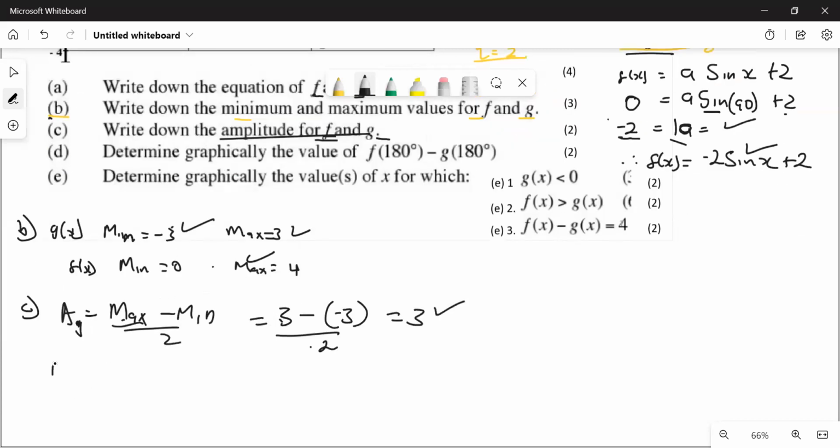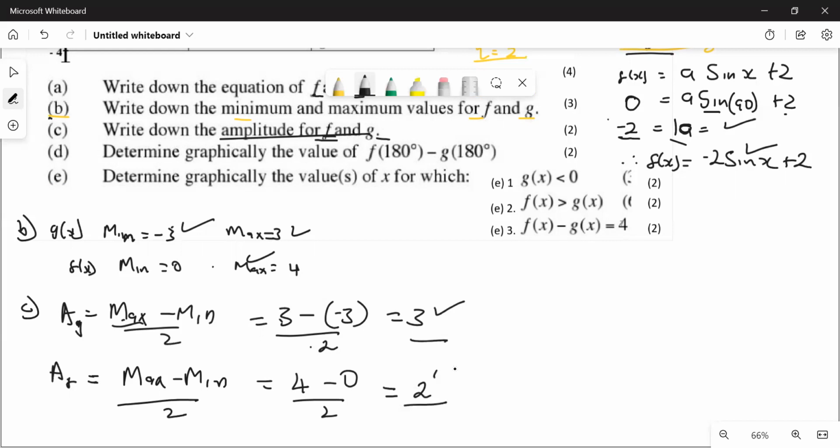Okay, let's go to the amplitude of F. What is going to be the amplitude of F again? It's 4. Again, you're going to do exactly the same thing. You're going to say max minus min divided by 2 again. What is the maximum value for this one? It's 4, minus minimum 4, divided by 2 again. 0. And then what is going to be the amplitude? It's 2. And then you get another mark here.